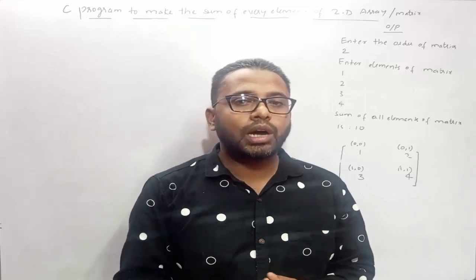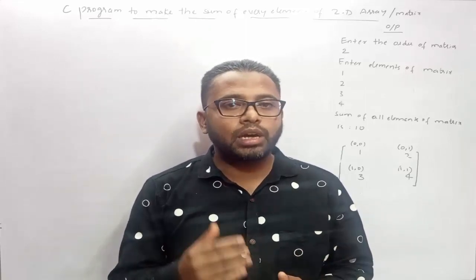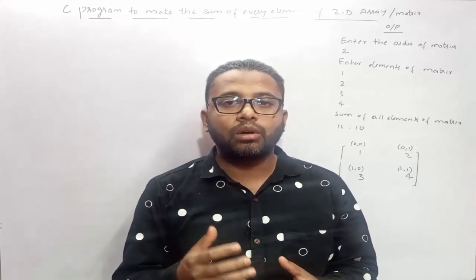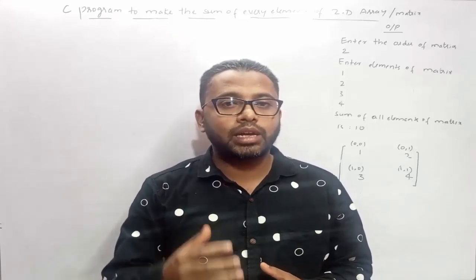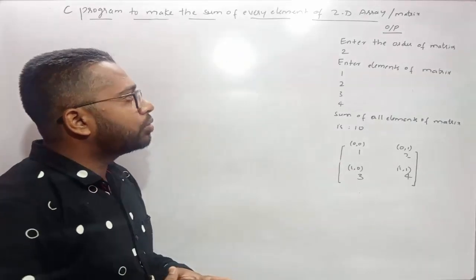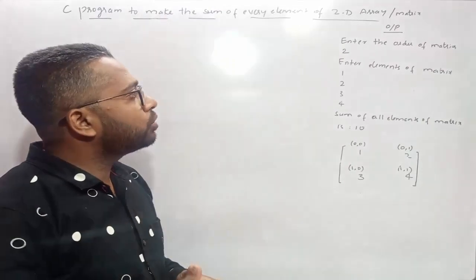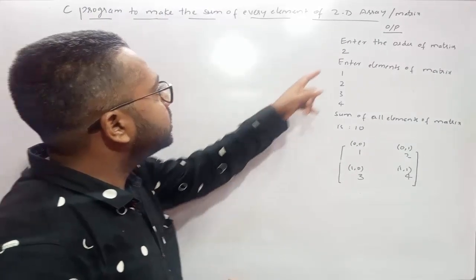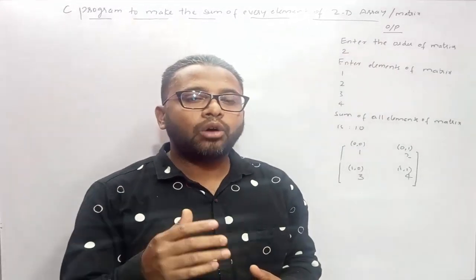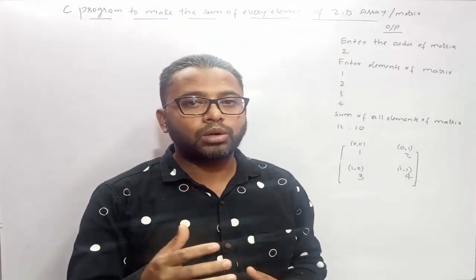Let me first show you the output of this program so that with the help of the output we can understand how this program works, and we'll also find out how many variables are required for this program. So here you can see this is our output. When we execute our program, it will show a message like "enter the order of matrix." That means how many rows and how many columns you want to create in your matrix.